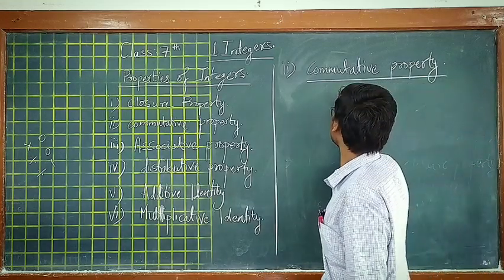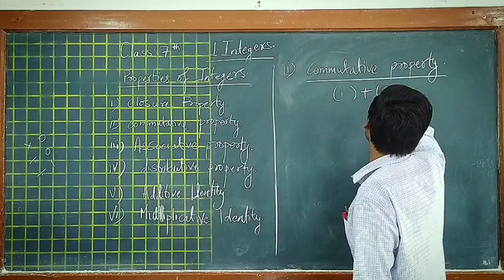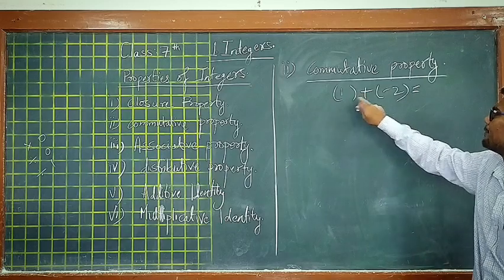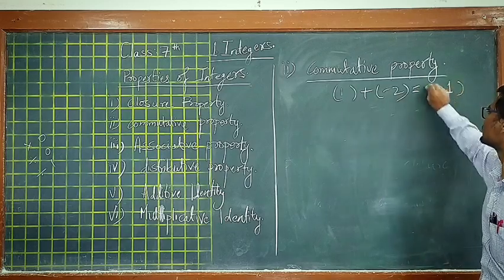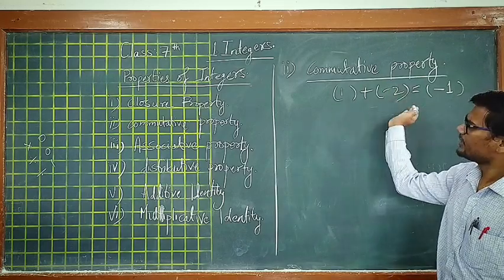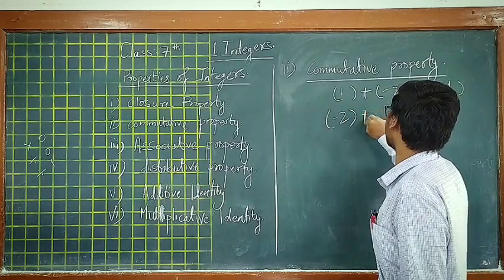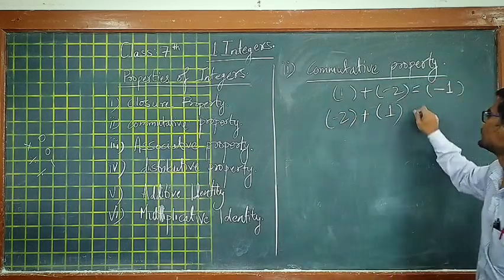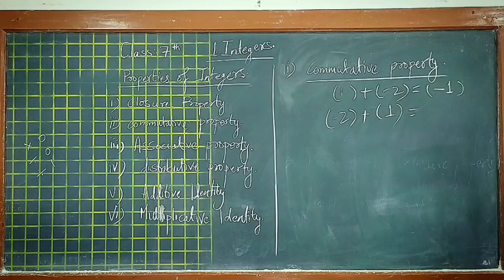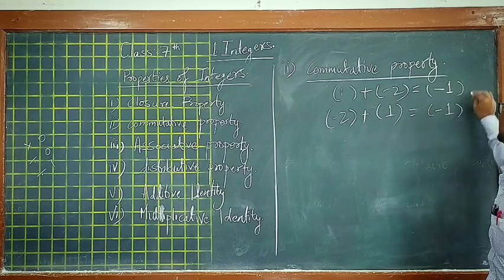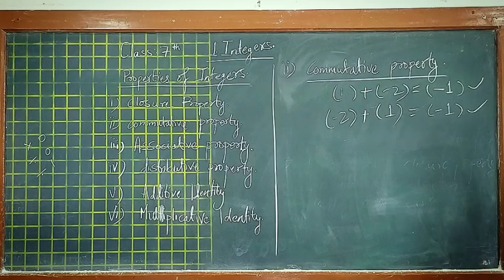Let us take two integers, 1 and -2, and add them. The sum is 1 plus -2, which is -1. Let us change their order or places: let us write -2 first and add 1. Does the sum change? No, the sum remains the same. This is -1 and this is also -1. So the commutative property is true for addition of integers.